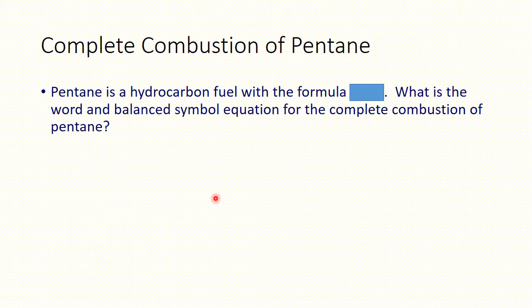So complete combustion of pentane next. So pentane, of course, shares a root with pentagon, so that means it's got 5 carbons. So pause the video, work out the formula for pentane. Remember, CnH2n+2. So 5 times 2 is 10, plus 2 is 12, so C5H12. So word and balanced symbol equation for combustion of pentane now, please. Pause the video.